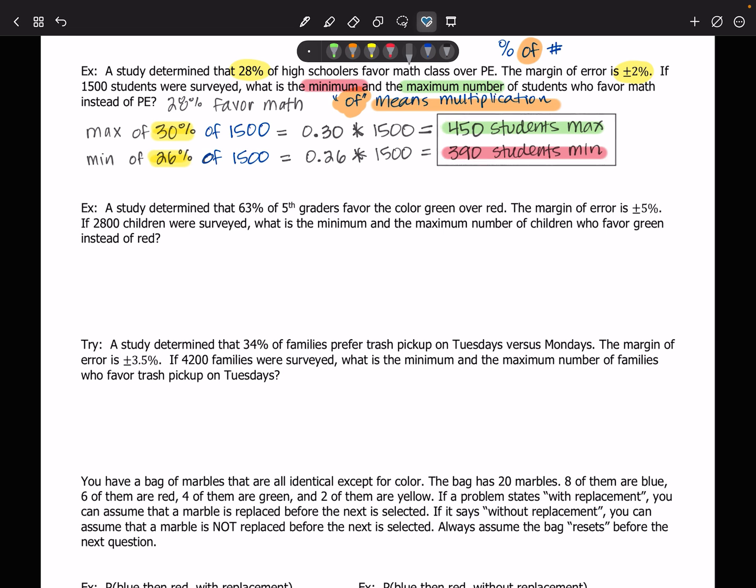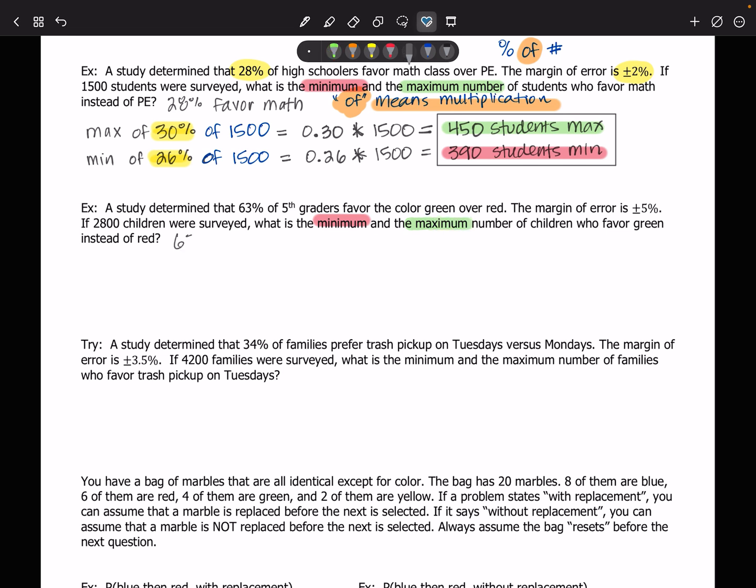Okay, let's try that again. A study determined that 63% of fifth graders favor the color green over red. The margin of error is plus or minus 5%. If 2,800 children were surveyed, what is the minimum and the maximum number of children who favor green instead of red? So let's do this in order this time. So I'm going to say the minimum and the maximum.